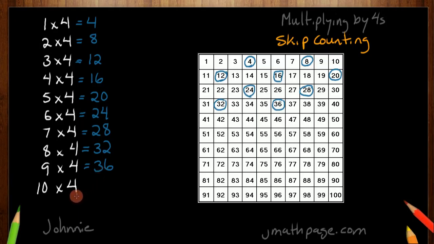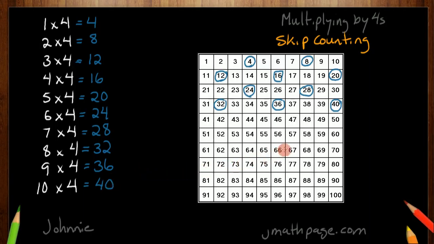Last one, 4 skip counted 10 times, or 10 times 4. Let's count them off. 1, 2, 3, 4, 5, 6, 7, 8, 9. Let's add another one now. 1, 2, 3, 4. Takes us to 40. You probably already knew that. So we can say 4 skip counted 10 times takes us to 40, or 10 times 4 is 40.